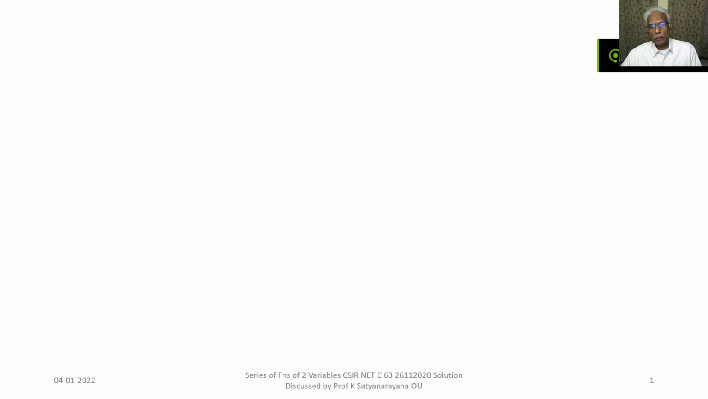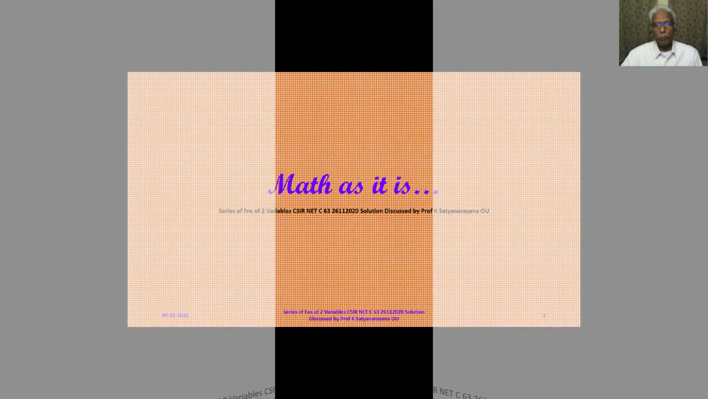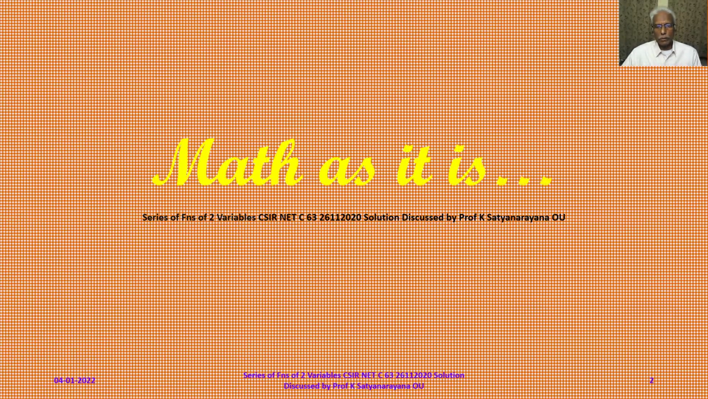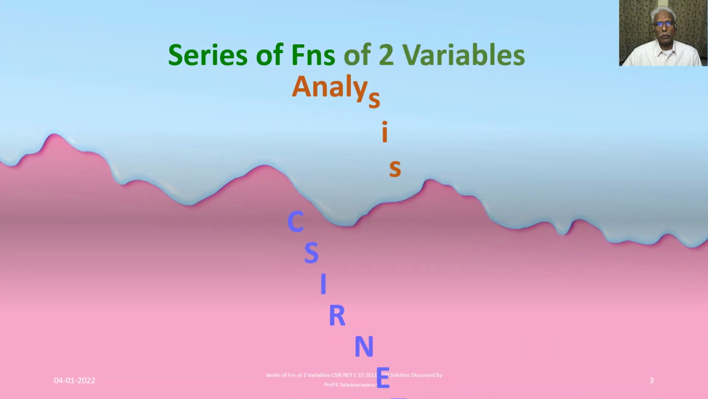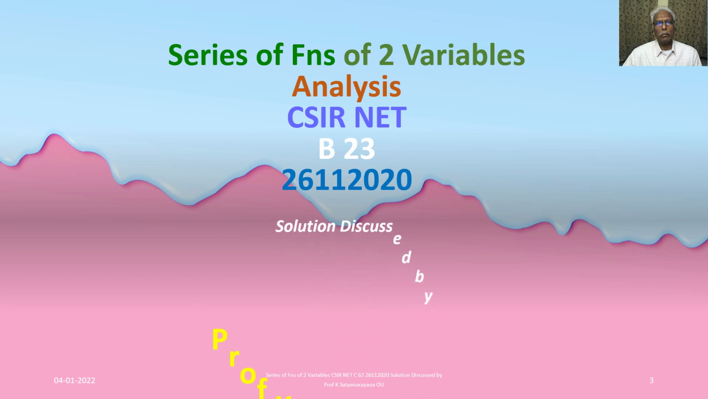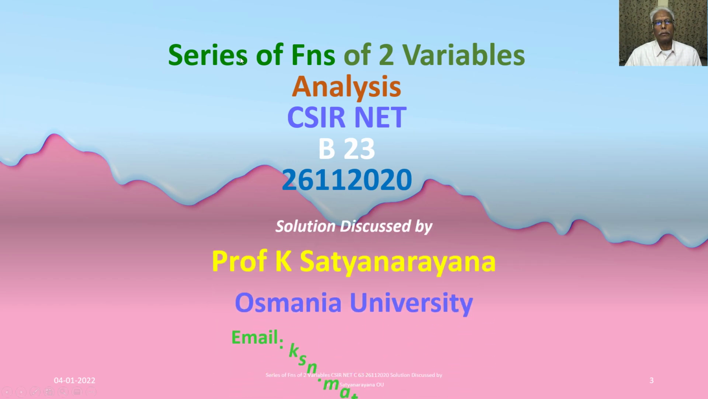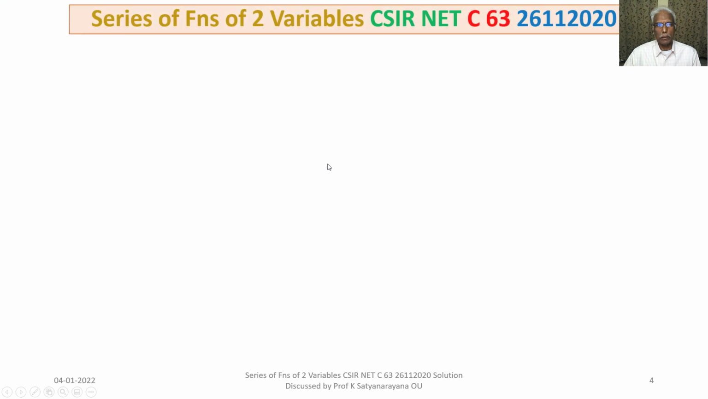We now discuss the solution of a problem from the section Analysis. The problem is based on the uniform convergence of the series of functions of two variables. This question has appeared in the CSIR National Eligibility Test held on 26th November 2020, and it is from Section B and it carries 3 marks.